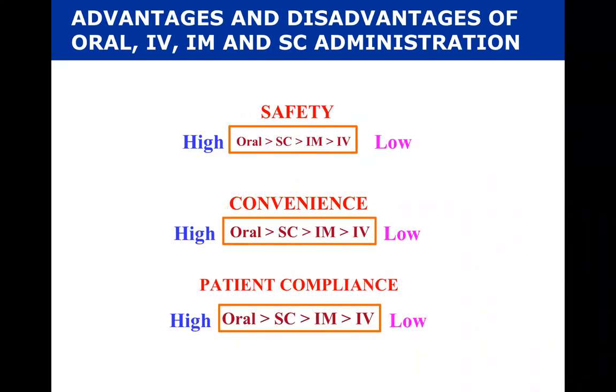The advantages and disadvantages of different routes of administration. Regarding safety, the highest safety is with oral and the least with the IV route. In between are IM and subcutaneous. Regarding convenience, the highest convenience is also with oral, and the least with IV administration, and in between subcutaneous and IM. And regarding patient compliance, the highest compliance is also with oral and the least with IV.